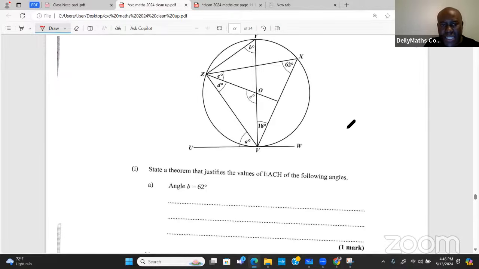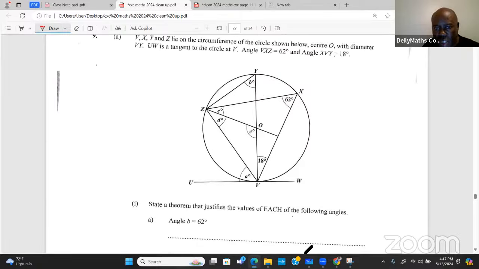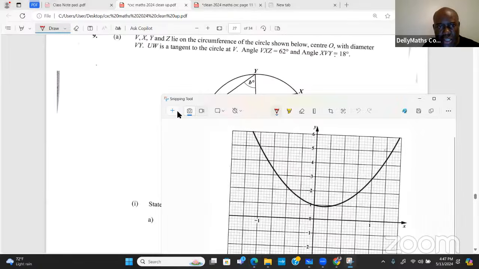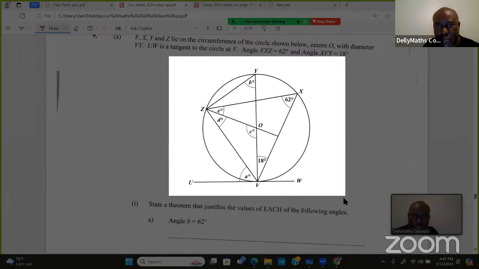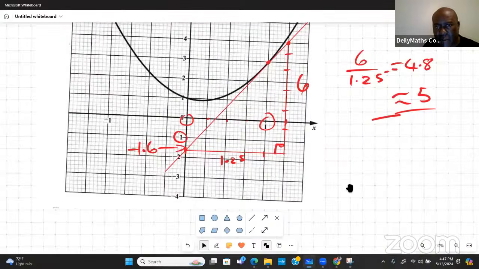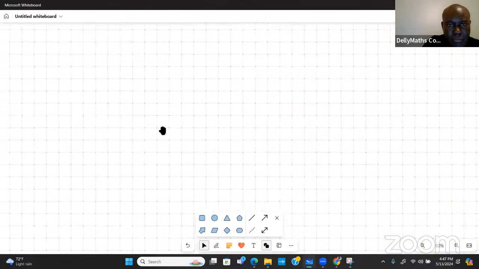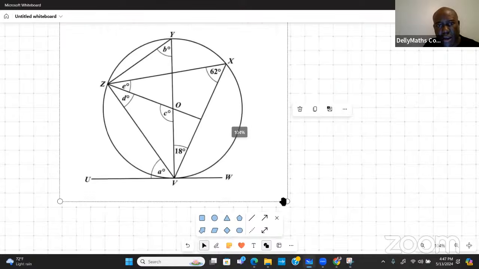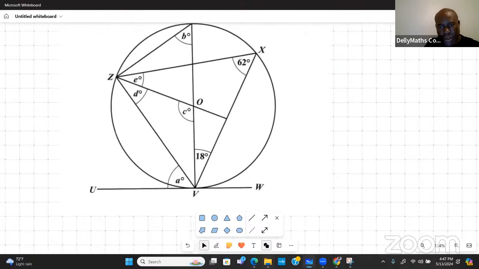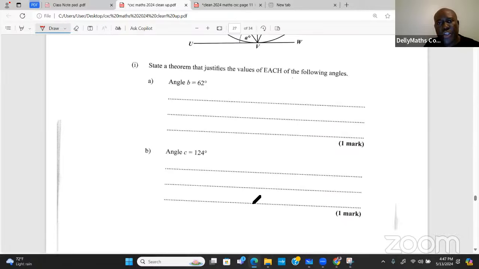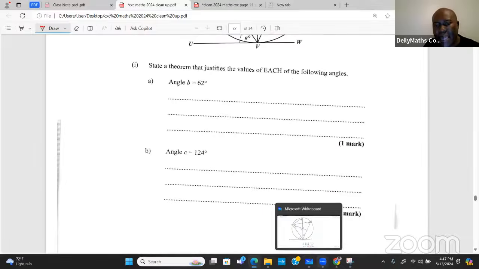Questions are as follows. It says state a theorem that justifies. Remember, all we're going to do here is state theorems that justify the values of each. B is 62. Well, let's take a look. Let me bring this to the other screen so I could look at the diagram at the same time, right? So let's go for the notes right here. So we want to justify the fact that B is 62.